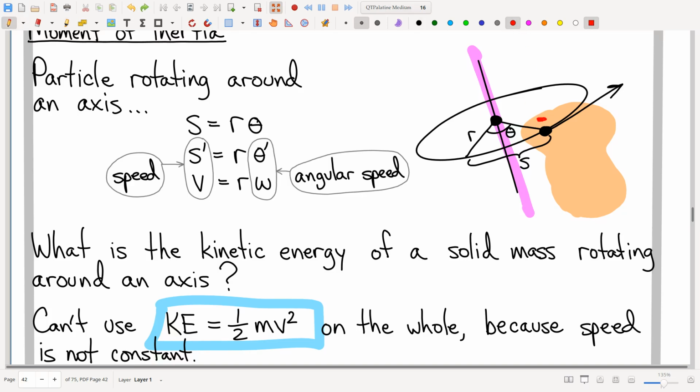Little piece of mass, let's say about right there. It's moving with a certain speed. But a little piece of mass way out here, much farther from the axis, traveling a much greater distance in the same amount of time, is literally moving faster. It has a greater speed. Which of these speeds do I use for my v in that formula? And the answer is, it doesn't work that way, and we just can't do it like this. Right? Is that cool?